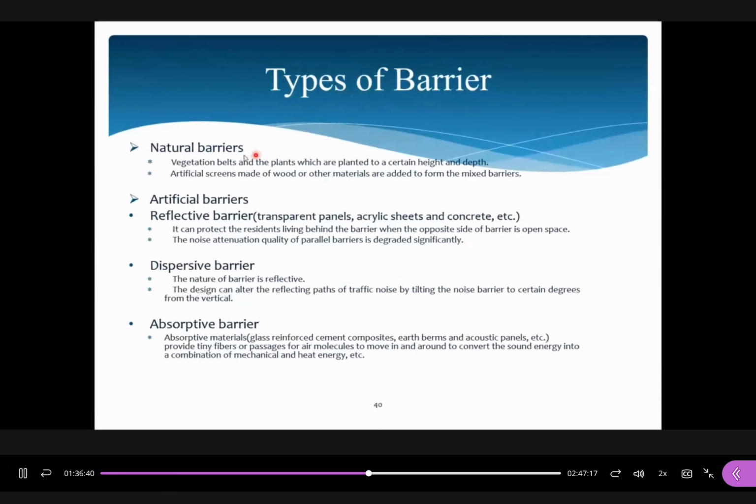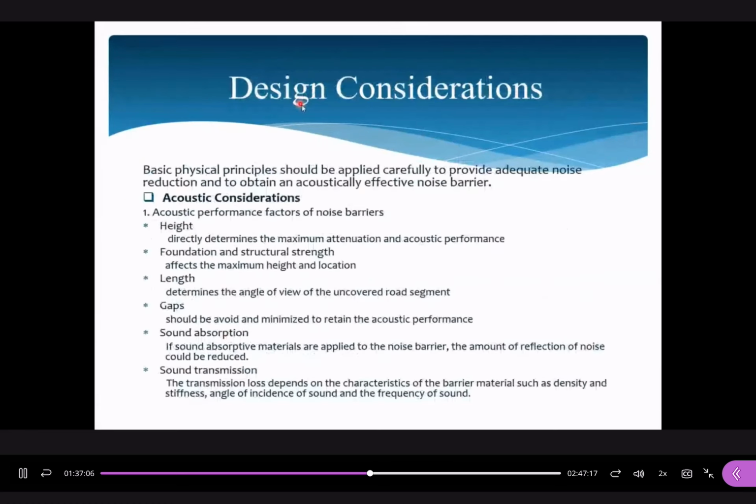Okay, the types of the barriers, as I told you before, we have 4 different types, and when you go further, some people could design natural barriers, such as vegetation plantations, as a barrier, and also we can select the appropriate materials for the design of reflective barriers or absorptive barriers. Acoustic considerations include whether the height is sufficient, the length is okay, whether there are any gaps along the barrier, and which materials we could use to reduce the level. This is sound absorption, and even for sound transmission, we still need to consider this one.